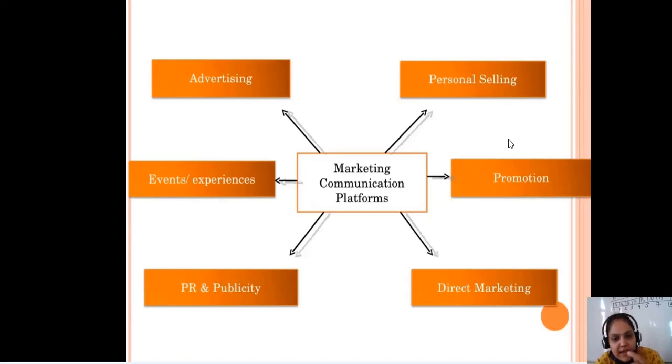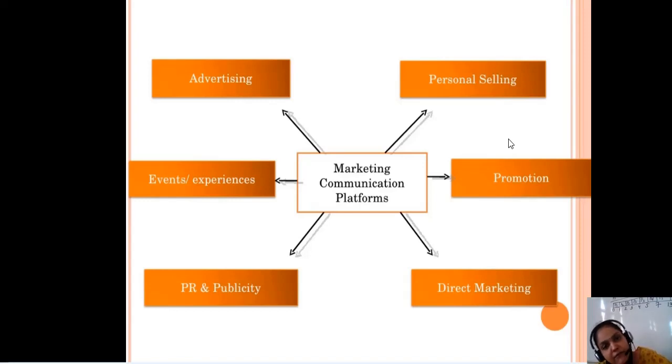We have in total 6 platforms over here. One is advertising, second is personal selling, then we have promotions, direct marketing, PR and publicity, and events and experiences. The role of each platform is different. You cannot merge them at all. They have their own level of doing things, their own perceptions of doing things, and their own ways of doing things.